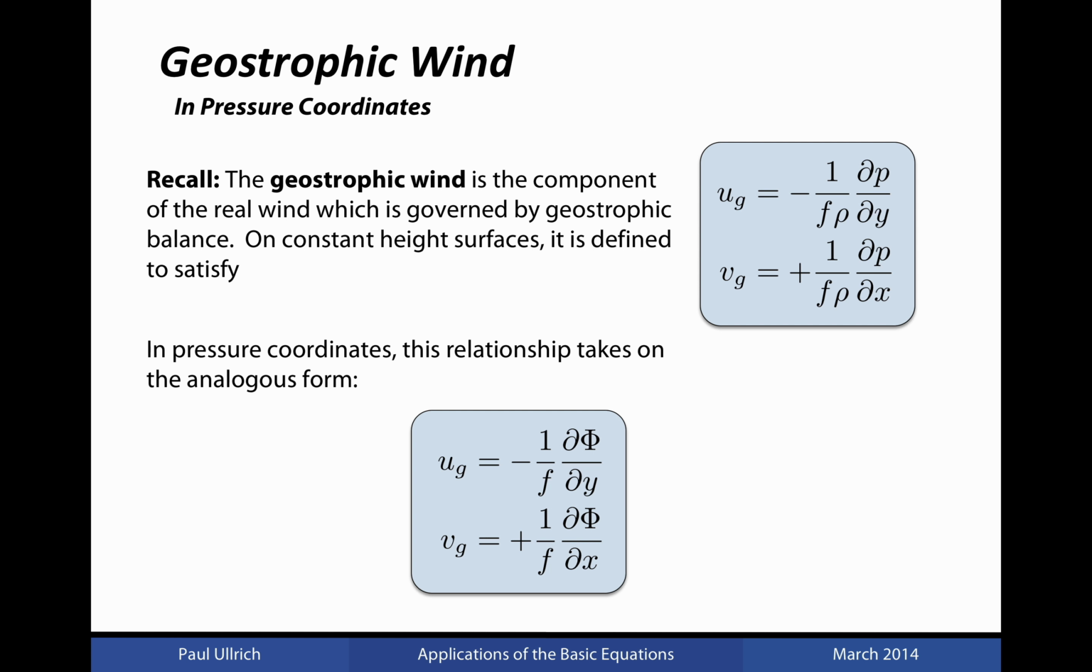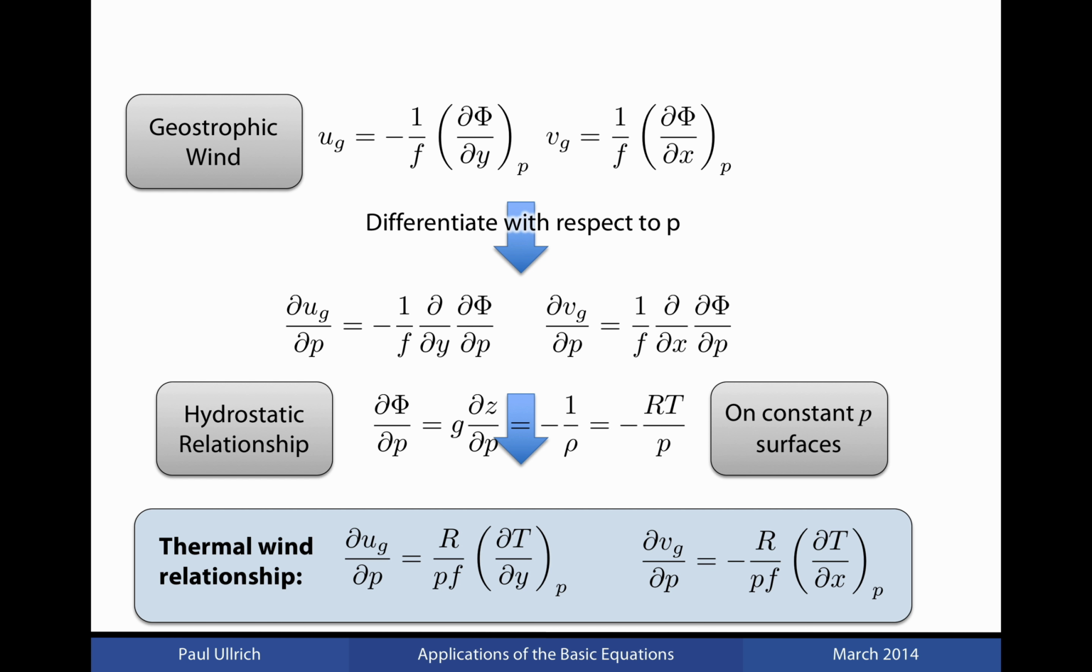In pressure coordinates, the relationship takes on an analogous form, or a much simpler form, which looks like basically the zonal wind being related to -1/f times the meridional derivative of the geopotential height field, and the meridional wind being related to 1/f times the zonal derivative of the geopotential height field. So let's take these two equations as our starting point.